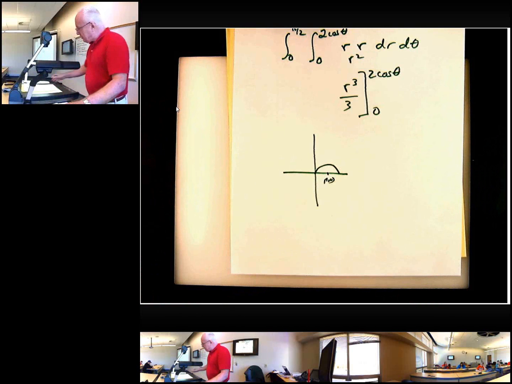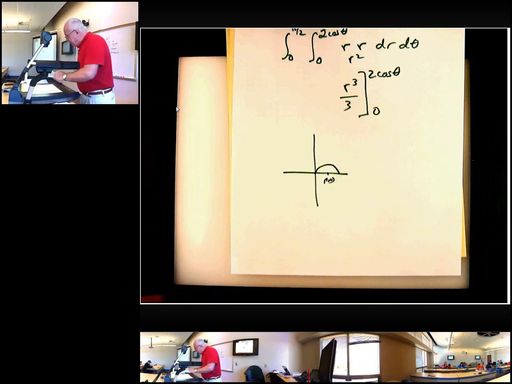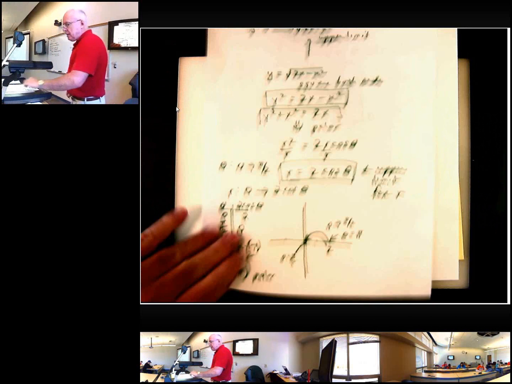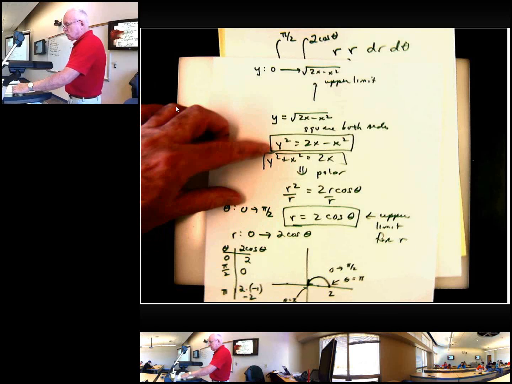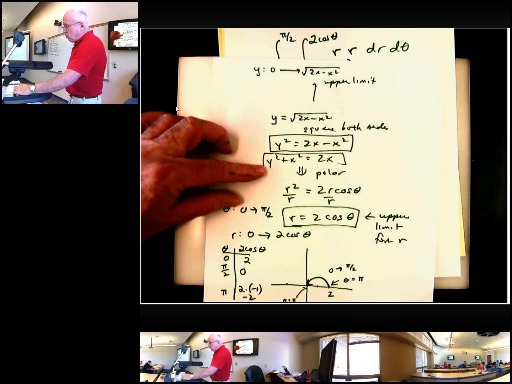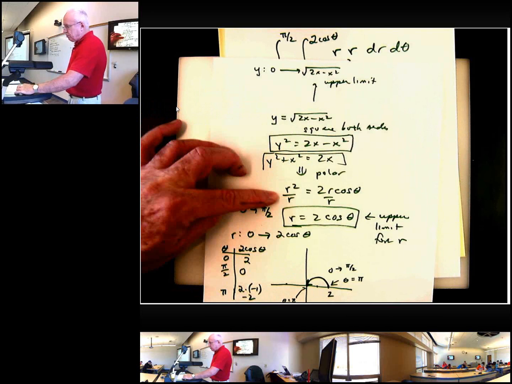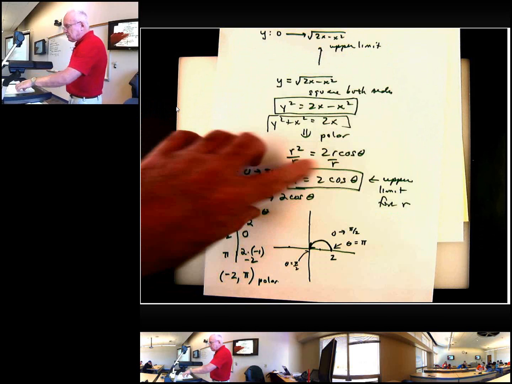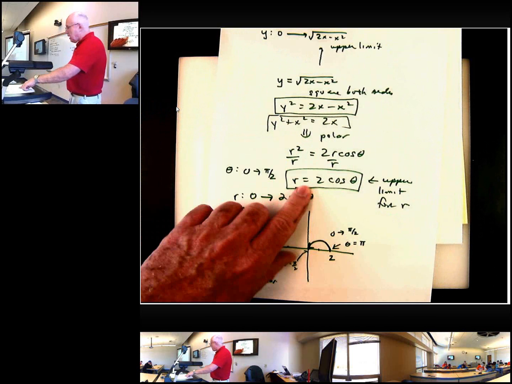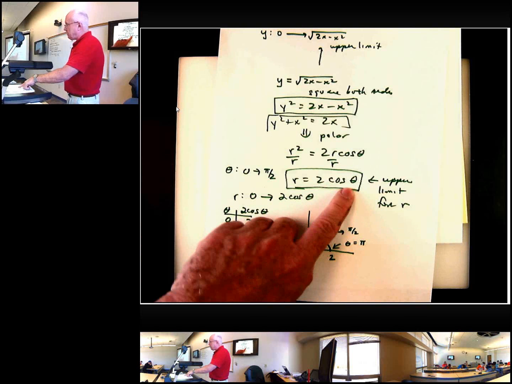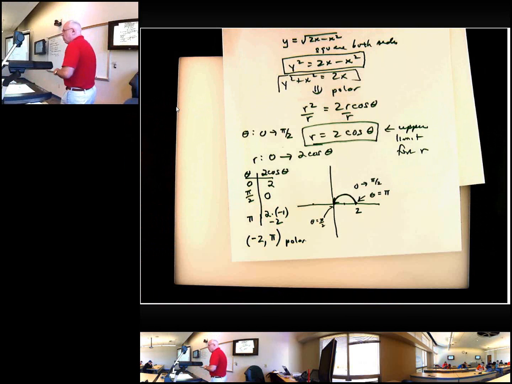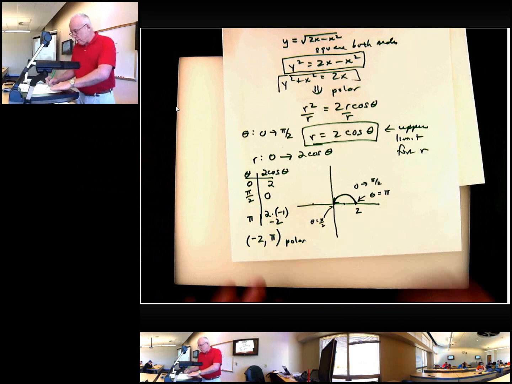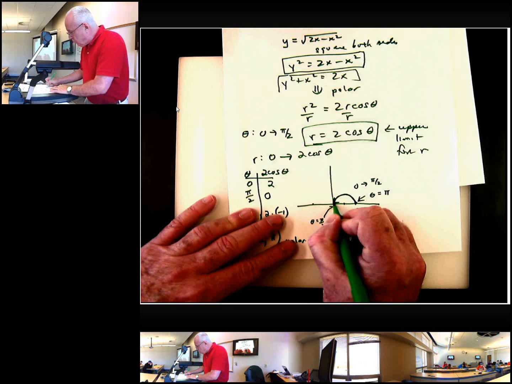I had gone through the process earlier of showing why the upper limit of integration for r is 2 cosine of theta by converting this upper limit for y into polar coordinates. I squared both sides, got y squared plus x squared on one side, replaced all this with polar coordinates, divided by r since we had an r on both sides, and came up with my upper limit for r is 2 cosine of theta, not 1. If you draw this diagram correctly, you would see that it reinforces the fact that r goes from 0 at the origin to 2 cosine of theta.